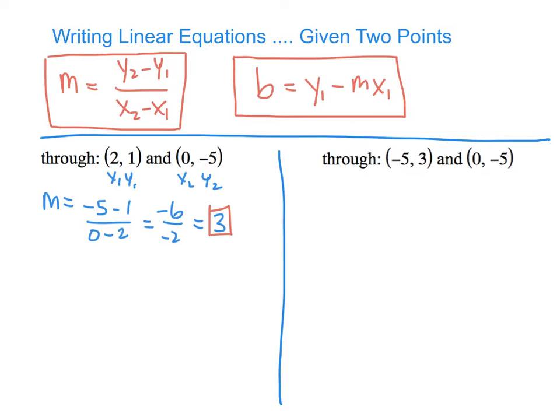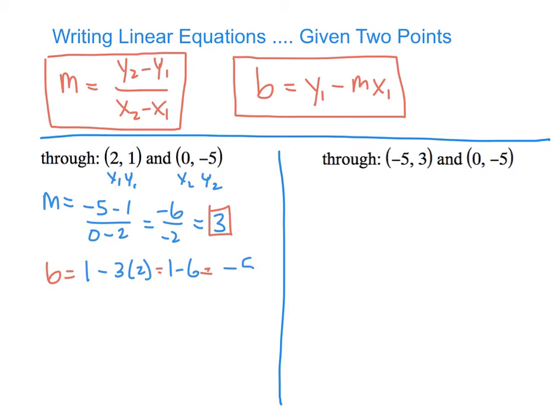That's good news. Now we can get b. To get b, we do y1, which we said was 1, minus m, which is 3, times x1, which is 2. This is 1 minus 6, which is negative 5.